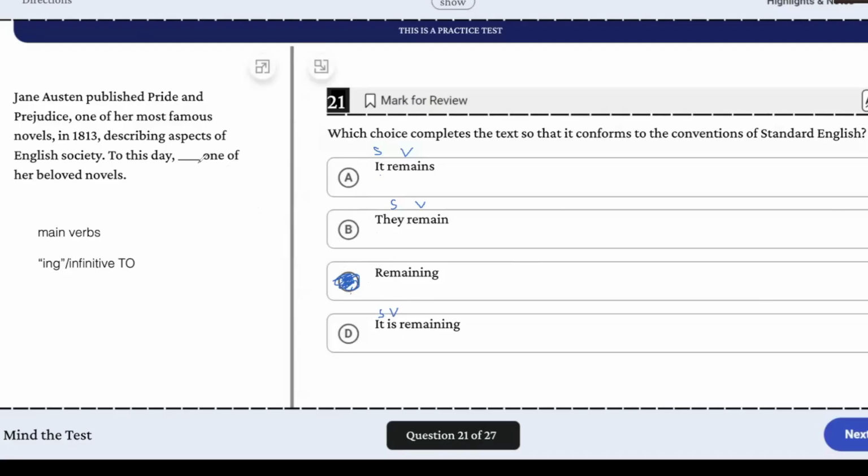All right, one seems like it's probably singular, but let's just check. Jane Austen published Pride and Prejudice. Okay, comma, phrase, one of her most famous novels. So that's just describing Pride and Prejudice. I'm going to cross that out. So Jane Austen published Pride and Prejudice in 1813, describing aspects of English society. Oh, that's a different sentence up to the period, so I don't even care. But Pride and Prejudice is definitely one book. To this day, it remains one of her beloved novels. Yeah, it's A. It's A.